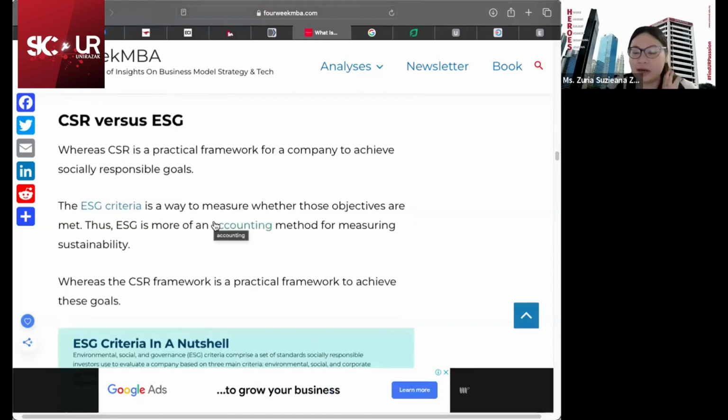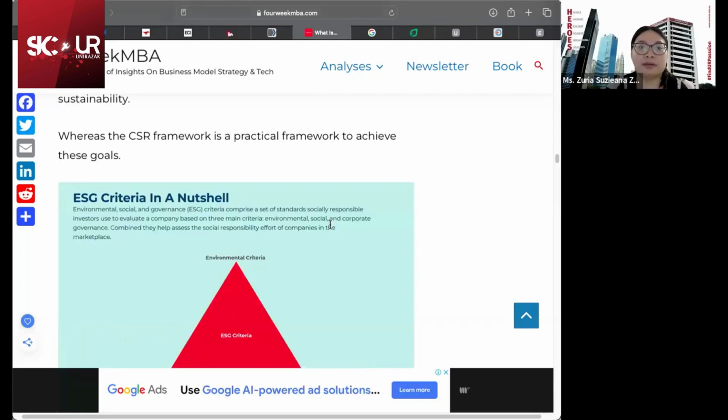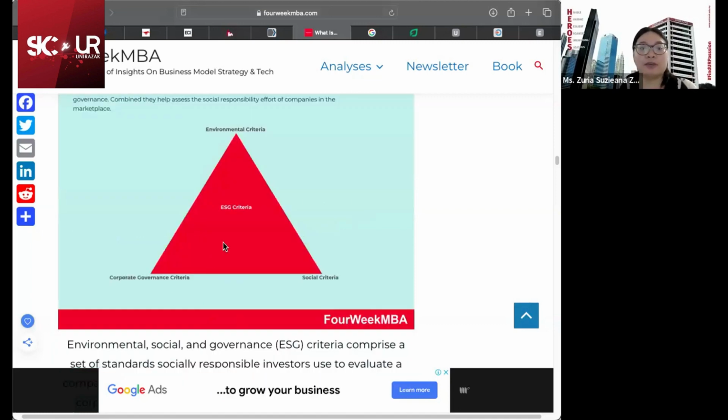Like I've mentioned to you just now, CSR, it's not the same as ESG. CSR is a practical framework for a company to achieve socially responsible goals, but ESG criteria is the way to measure. So ESG is more like an accounting method to measure sustainability because it involves a lot of reporting, financial reporting, and other things as well. So CSR is a framework, it's an activity to achieve sustainability. All right, ESG is more like a reporting, accounting method. Okay. For ESG, like I mentioned, we have three criteria, three elements, which is the corporate governance criteria, the social criteria, and also the environmental criteria.